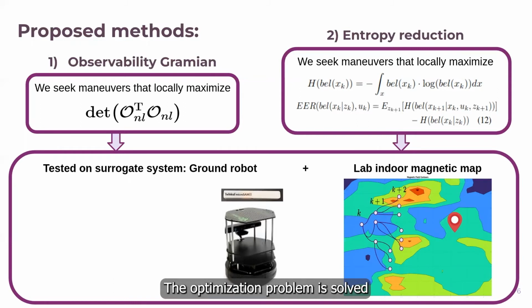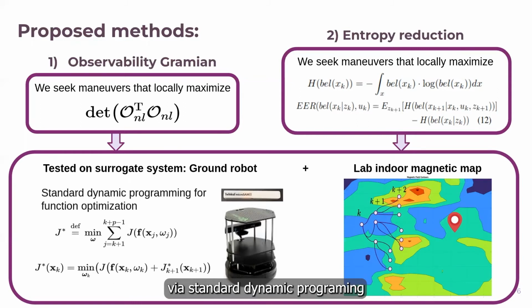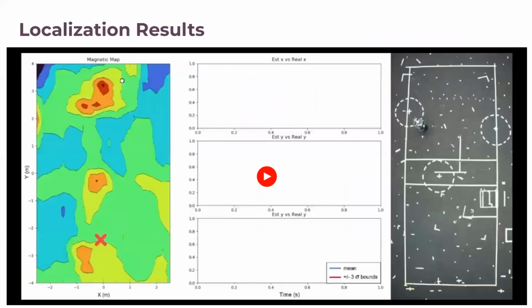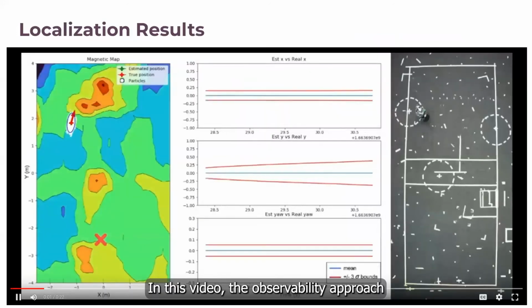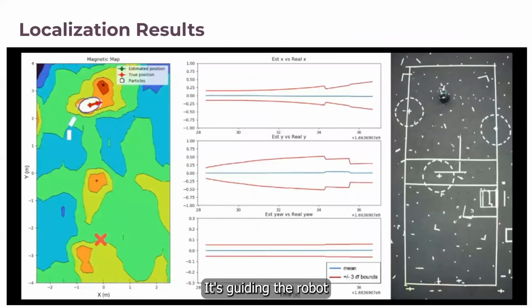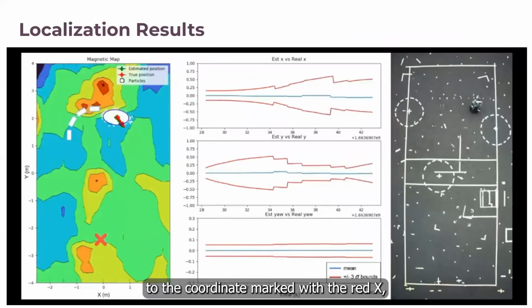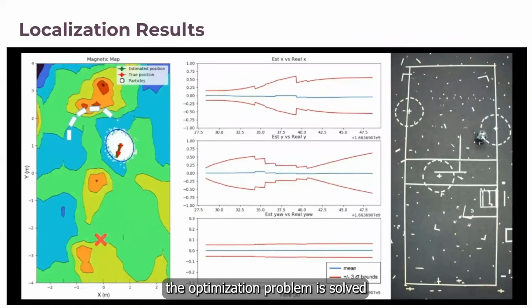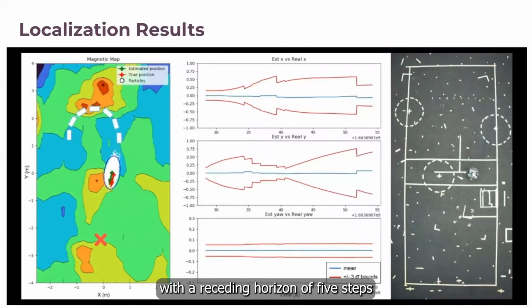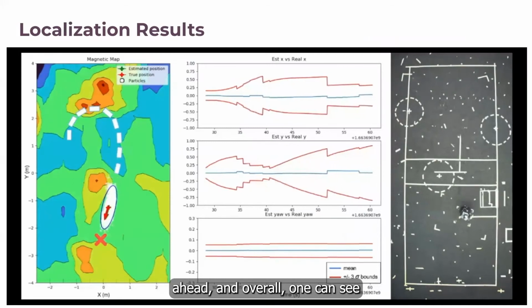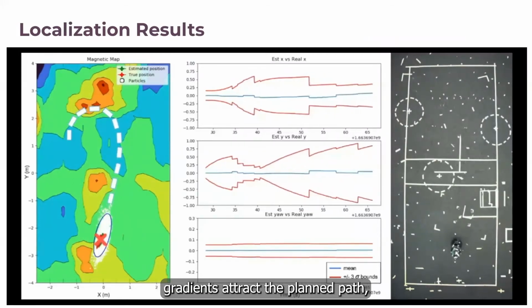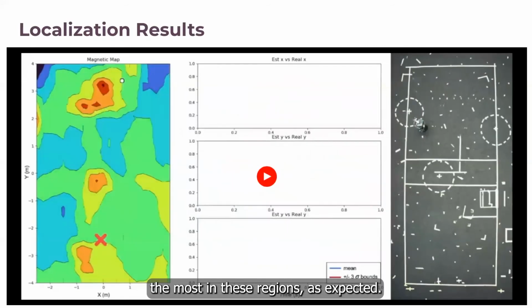The optimization problem is solved via standard dynamic programming with a receding horizon p steps ahead of the agent's location. The decision variable is the angular rate of the ground robot. In this video, the observability approach is running online. It's guiding the robot to the coordinate marked with the red X. In this run, the optimization problem is solved with a receding horizon of 5 steps ahead. And overall, one can see that the magnetic field gradients attract the planned path and that the uncertainty ellipse is reduced the most in these regions as expected.